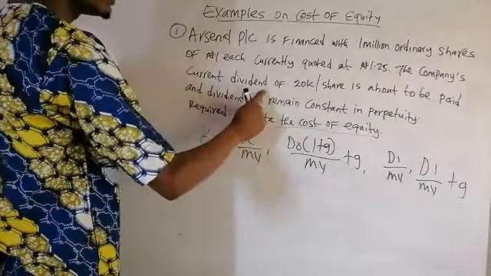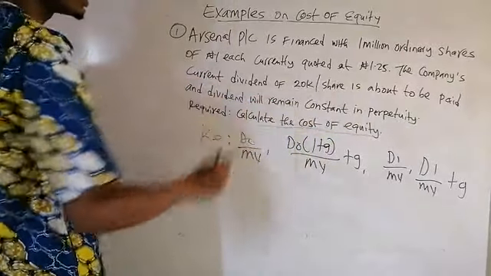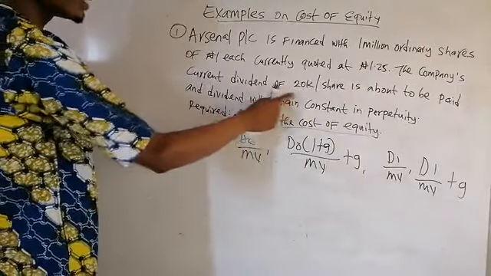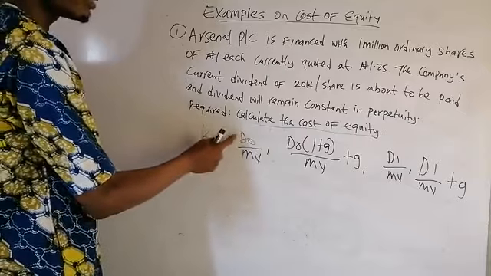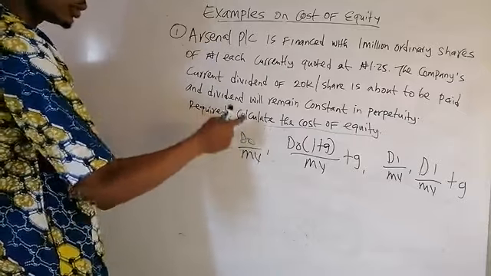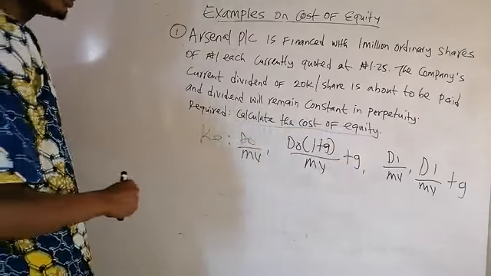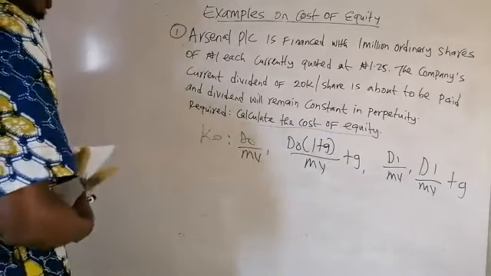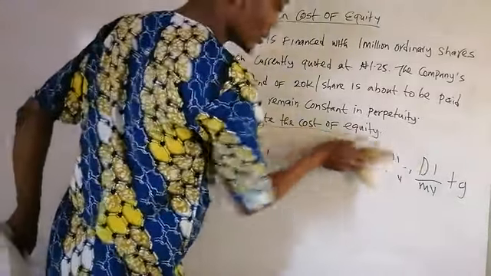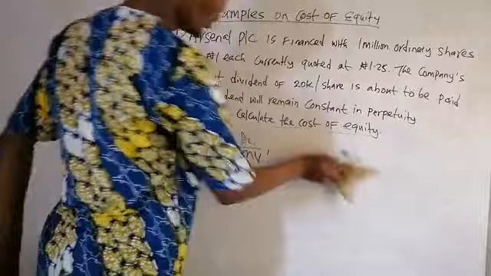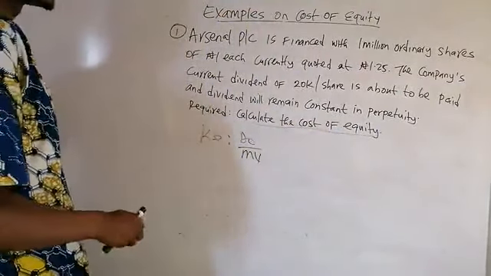The company's current dividend of 20 kobo is about to be paid. So this is the dividend, we have it here in this question. Therefore, we have the dividend and we have the market value. You are required to compute the cost of equity. By that, we are going to use this formula to solve this particular question. All these other formulas, we don't need them.